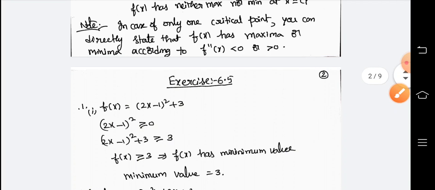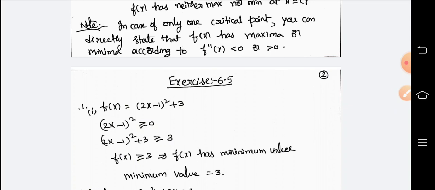Okay, next, let me start with exercise 6.5 questions. Take your NCERT textbooks, exercise 6.5, the very first question, page number 231. Look at the first line in the exercise: find the maximum and minimum values, if any, of the following functions. That means if there is any maximum or minimum value, you should find it.